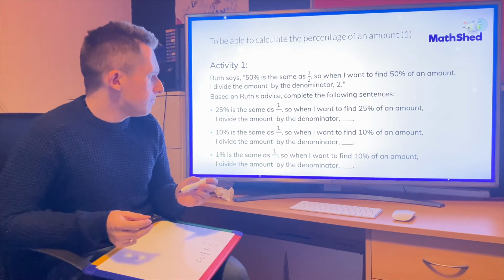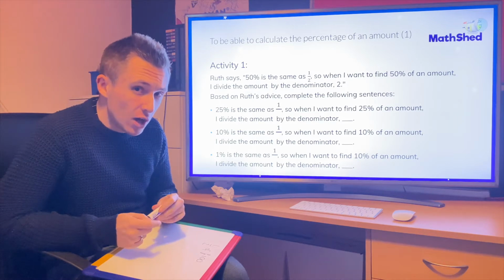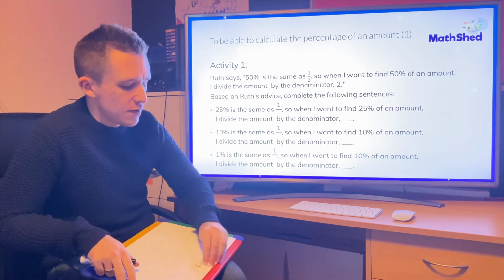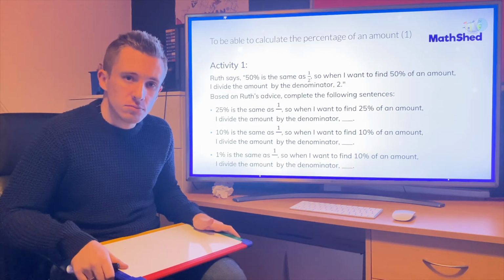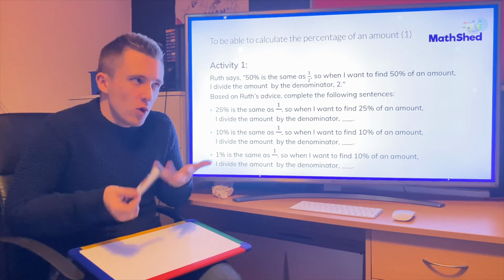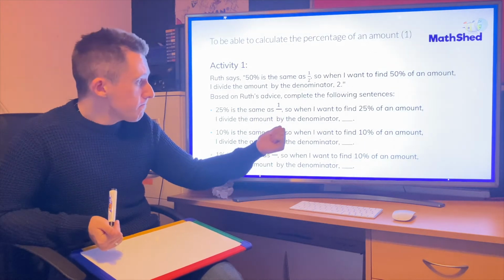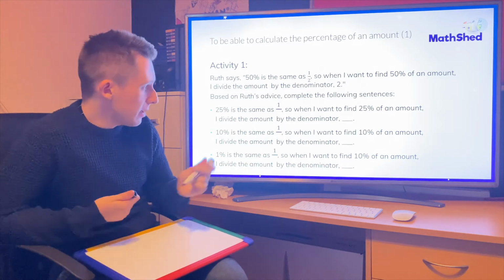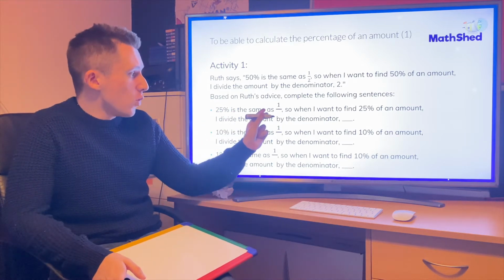So I would agree with that. So based on that, 25% is the same as 1/4. So when I want to find 25% of an amount, I divide the amount by the denominator, which is 4. To find the fraction of the amount, or the percentage of the amount, it's the same as 1/4, a quarter. So to find it, we divide by the denominator, which is 4. Okay. So to show you what that would look like, I would write 25% is the same as 1/4.